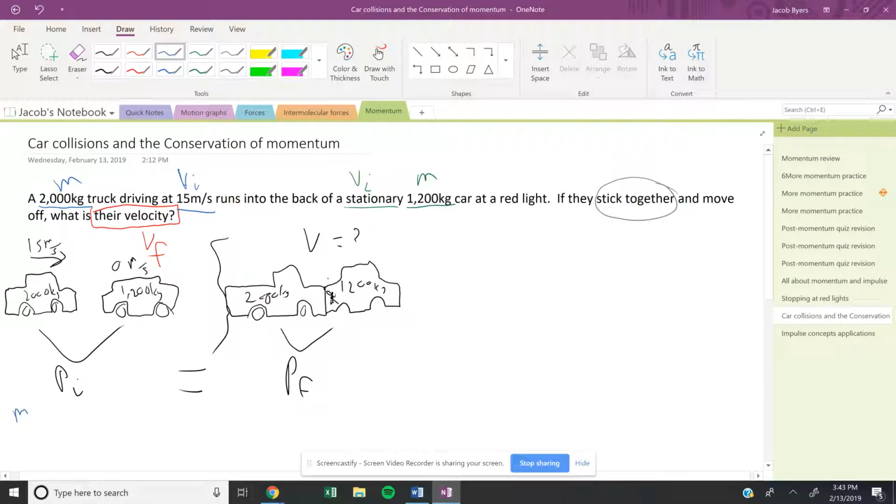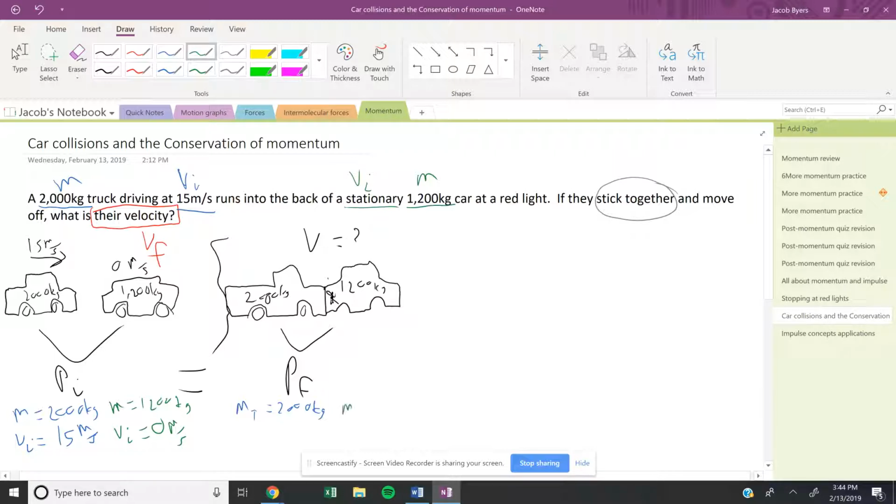So our mass of the truck, 2,000 kilograms. Our initial velocity is 15 meters per second. And then our mass of the car is 1,200 kilograms. And our initial velocity is 0 meters per second. And then over here, the masses are still the same. But what I'm going to say here is the mass of the truck equals 2,000 kilograms.